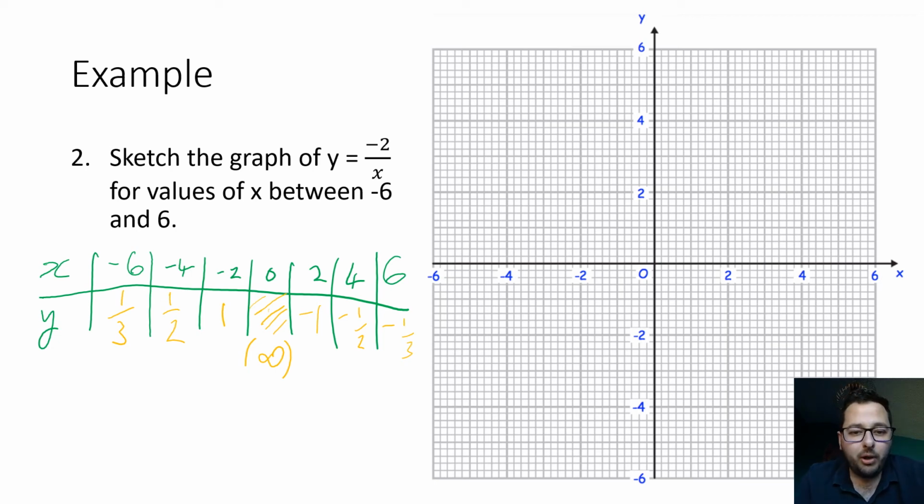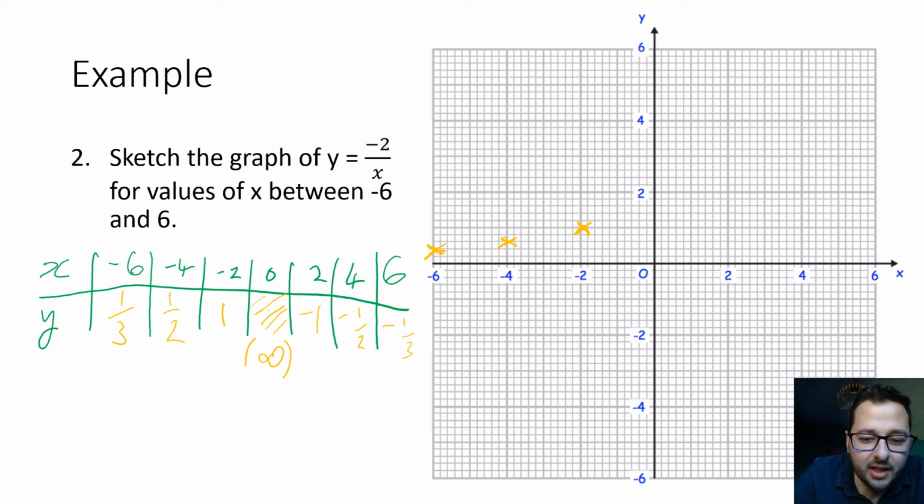So let's just plot these points then. So we've got, what have we got? -6 and a third. So that's going to be, well, if that's 1, maybe there somewhere. So we've got -6 and a third, let's say there. Then we've got -4 and a half, which would be about there. Then we've got -2 and 1. And we know that's going up to infinity, but let's just put in a little extra one here.